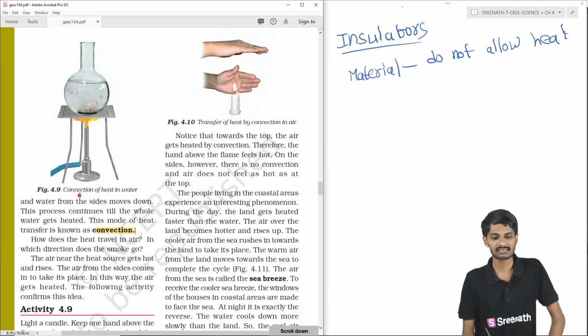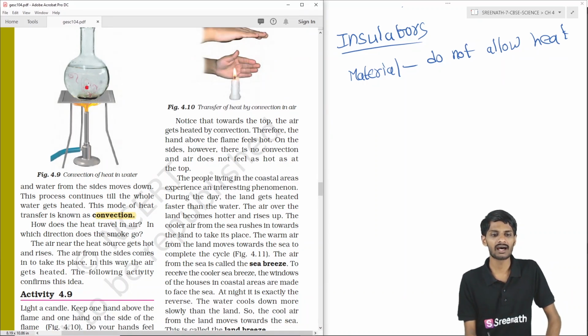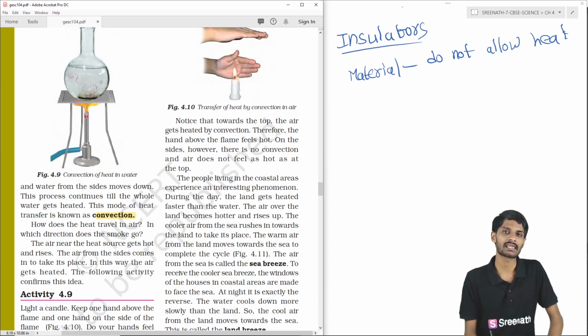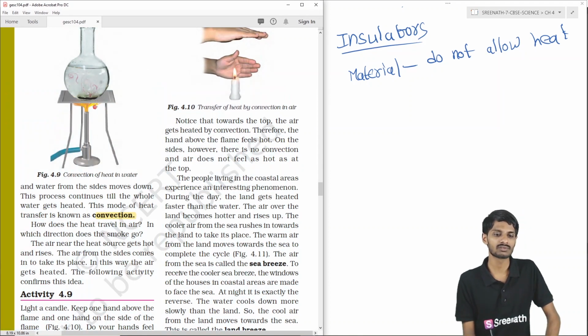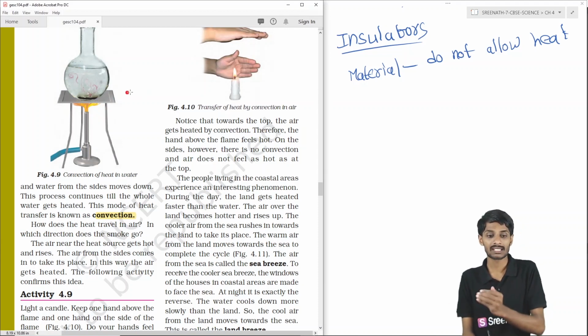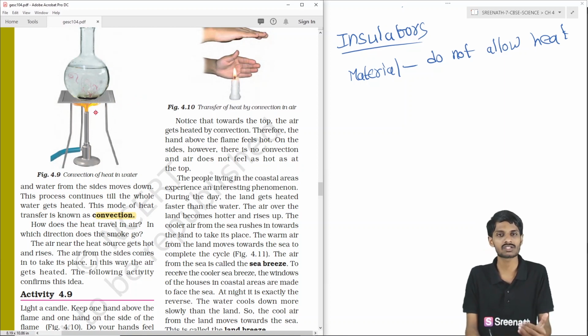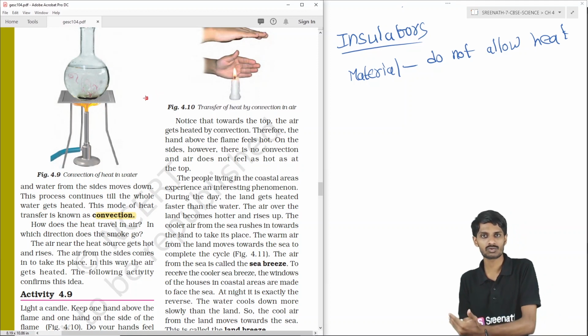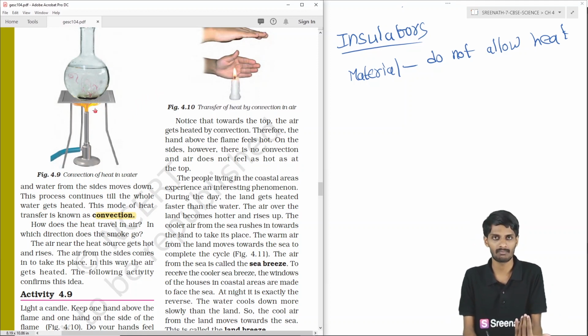Now observe the flame. The air around the flame becomes hotter and gets heated up. It goes away, and the cold air in the surroundings comes in its place. Again that cold air heats up and goes up, and again cold air comes. If you want to observe it more clearly, do this example.